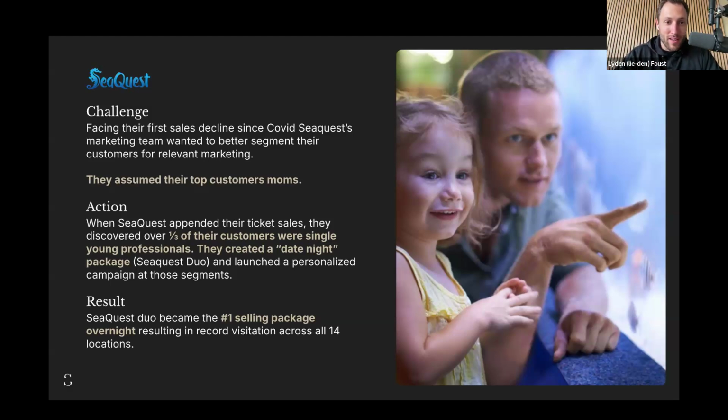So I love this. This is just a really obvious thing. Once you actually know who your customers are, you can make some really big strategic moves.